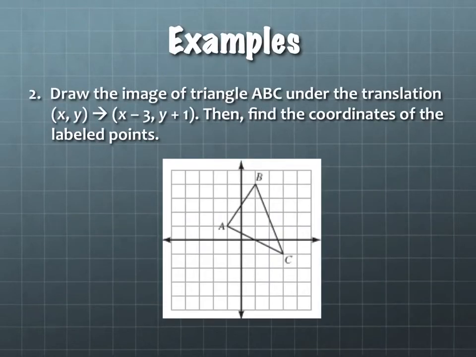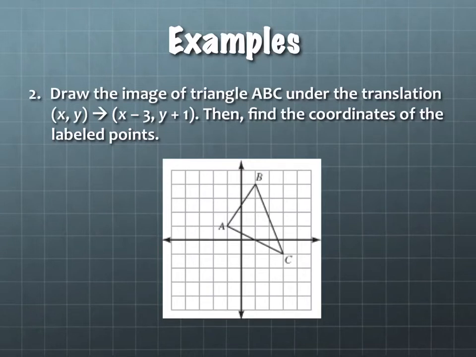Here we have our original shape, right, the pre-image ABC. It says it wants us to draw the image of the triangle under the translation that takes x, y to x minus 3 and y plus 2. And then find the coordinates of the labeled points. So it wants us to find A, B, and C under this translation.